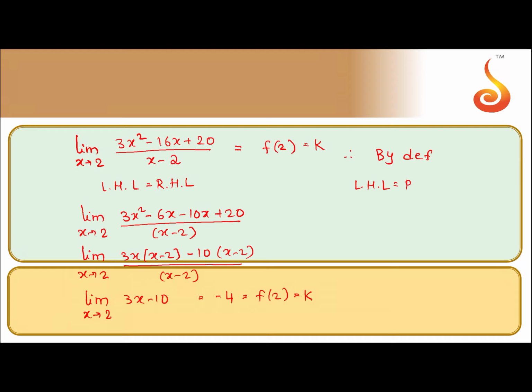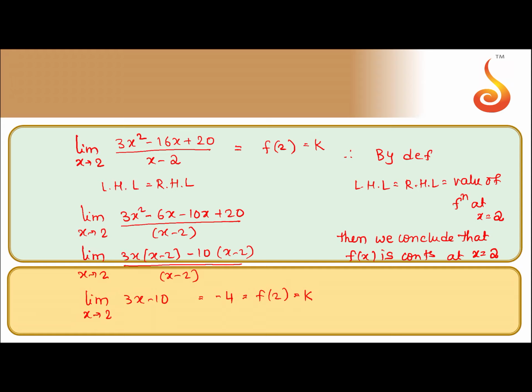Therefore, by definition, left hand limit is equal to right hand limit is equal to value of function at x is equal to 2. Then we conclude that f of x is continuous at x is equal to 2.